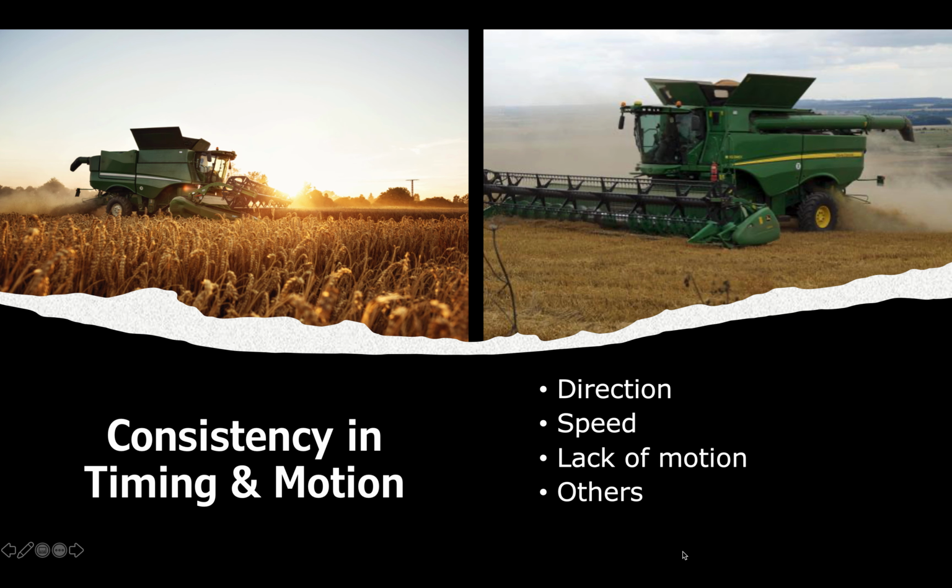Consistency of speed. Maybe you want to intensify the event. Like there's a thunderstorm coming in, and they've got to get that wheat cut so that they don't get hailed out. Things like that. Or you can communicate with lack of motion.